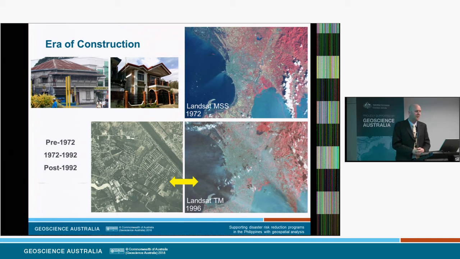But fortunately, Geoscience Australia was able to access the archive of Landsat imagery over the Philippines through some work it was doing through the International Forest Carbon Initiative. And what you actually see here on the right is some satellite imagery from 1972 and from 1996, which is about the best proxy that we had for the 1992 threshold.